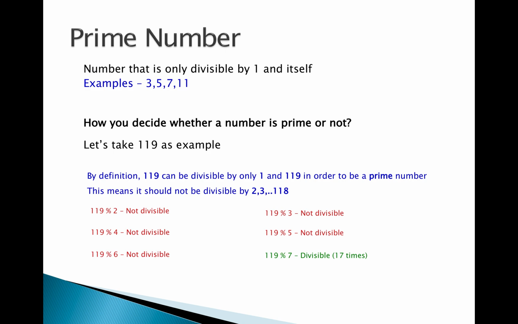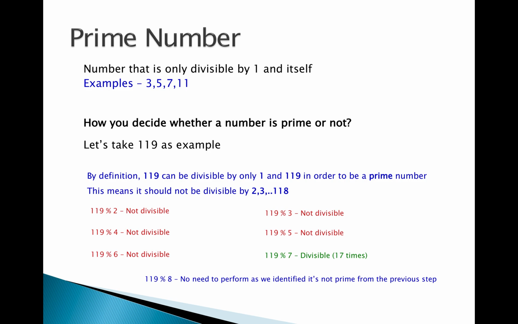Now, do we need to continue and see 119 divided by 8, 9, 10, 11 like that till 118? We don't need to, right? We can stop here, because the rule for a prime number is, if it is divisible by any number other than 1 and 119, then it is not a prime number. We assumed that 119 is going to be a prime number and started trying to divide it. But what we proved here is 119 is not a prime number, when we divided by 7. So the moment I decide 119 is not a prime number, I don't need to continue. I can just report to the user that 119 is not a prime number.